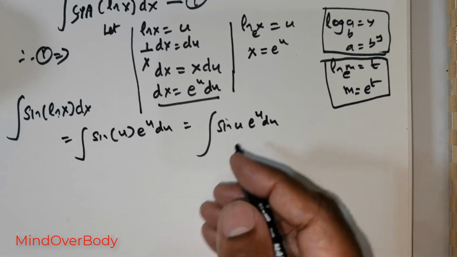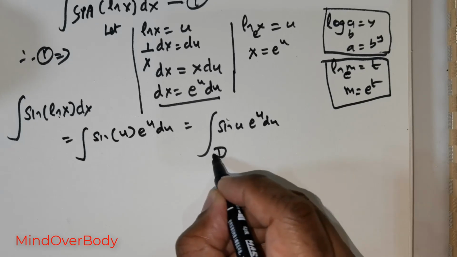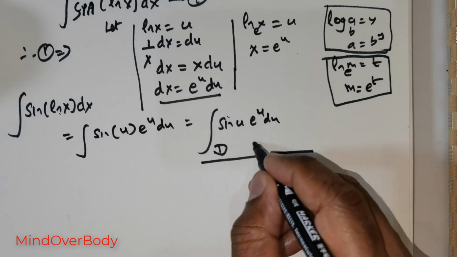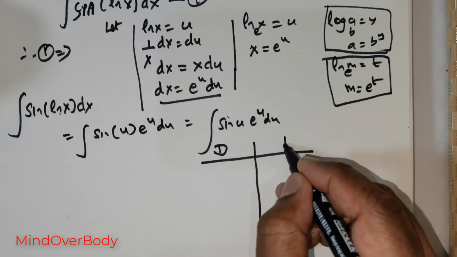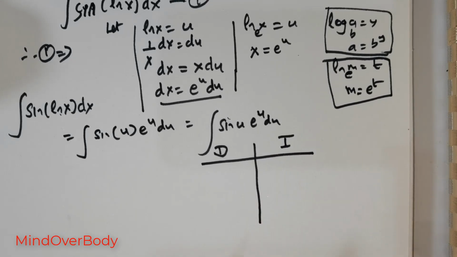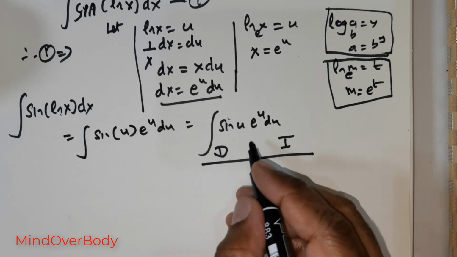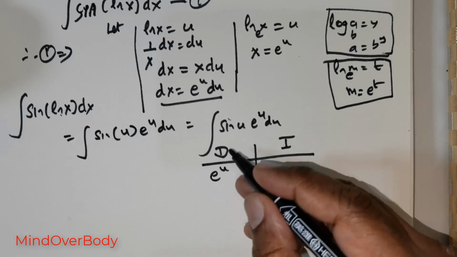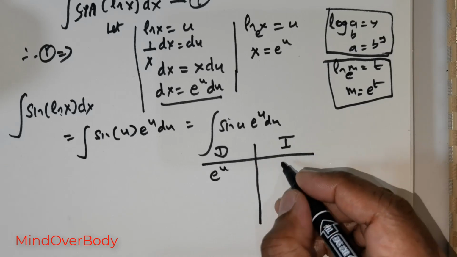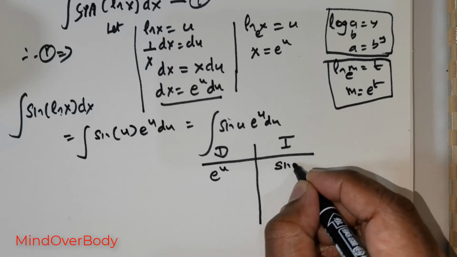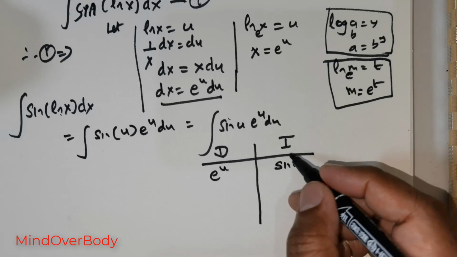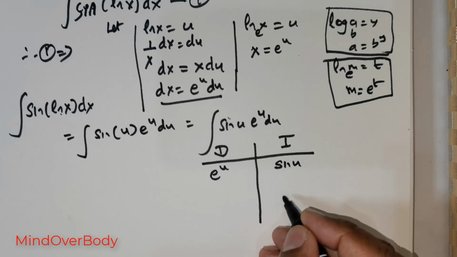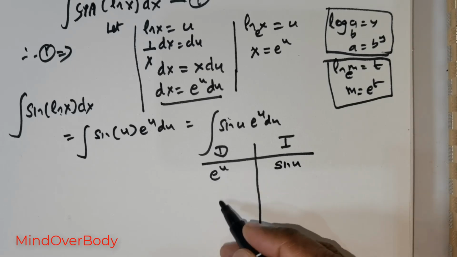That's the best way. For that, I will design two columns. I am going to apply Bernoulli's technique. For that I need a D column and an I column. In this place I am going to integrate, in this place I am going to differentiate. So I am going to take e raised to the power of u for the column under differentiation, and sine u for the column under integration. Every time you integrate the quantity here, you place it here. Every time you differentiate the quantity here, you place it below.